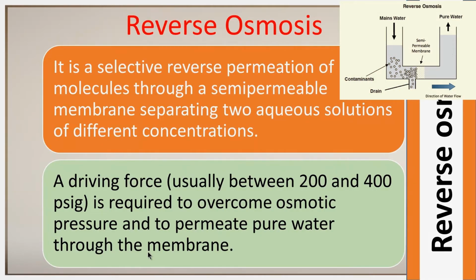Now, moving to reverse osmosis. As shown in the pictorial depiction of reverse osmosis, it is a selective reverse permeation of molecules through a semi-permeable membrane separating two aqueous solutions of different concentration, and a driving force usually between 200 to 400 psig is required to overcome the osmotic pressure and to permeate pure water through the membrane.